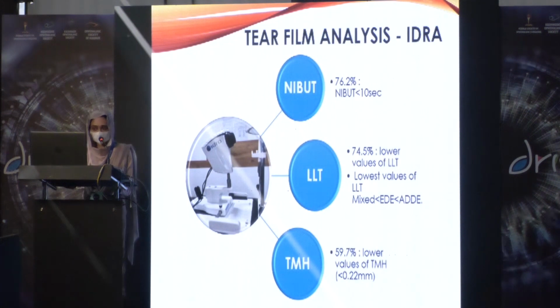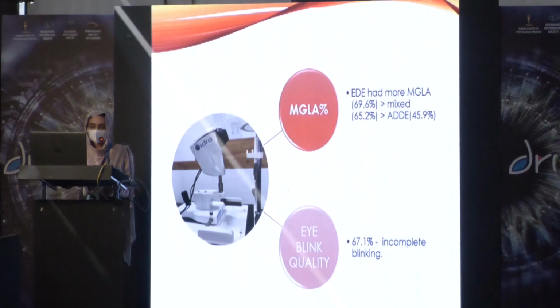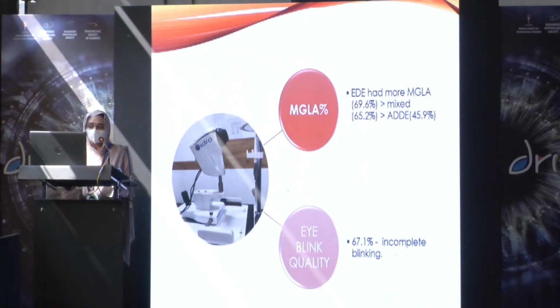On tear film analysis using IDRA, we found about 76.2% of patients had an NIBUT, that is non-invasive breakup time, of less than 10 seconds. 74.5% of patients had lower values of lipid layer thickness, and the lowest values of lipid layer thickness were found in patients with mixed dry eye. About 59.7% of patients had lower values of tear meniscus height. Patients with evaporative dry eye had more area of meibomian gland loss followed by mixed dry eye, and about 67.1% of patients had incomplete blinking.